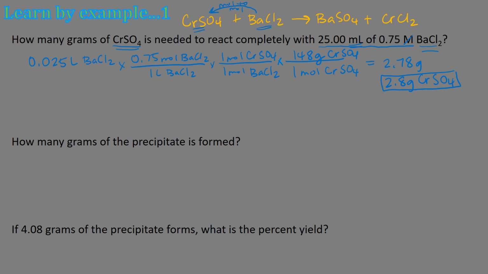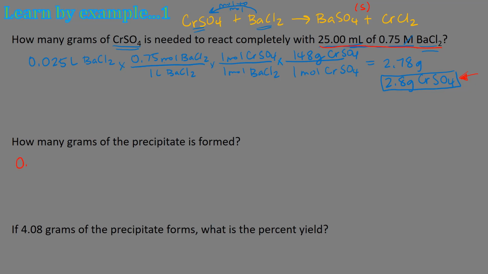The next question: how many grams of the precipitate is formed? So in this problem, the precipitate is the barium sulfate. It's insoluble. And I'm going to start with the same thing from the other problem that was given to me in the previous problem. I could start with the 2.8 grams of chromium sulfate, but the reason I don't like to do that is simply because if I made a mistake getting that number, then I would get the wrong answer for my next one. So I'm going to just start with what's given to me in the problem up here.